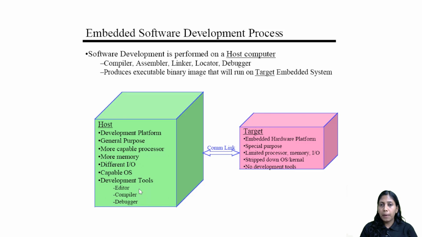Then we use a cross compiler. Cross compilation will be done by the cross compiler, because the two are different hardware, right? The host and the target. So using the cross compiler, we will generate the machine code for that particular target device. Then we'll be dumping that to the microcontroller or the target device, and that will perform accordingly.